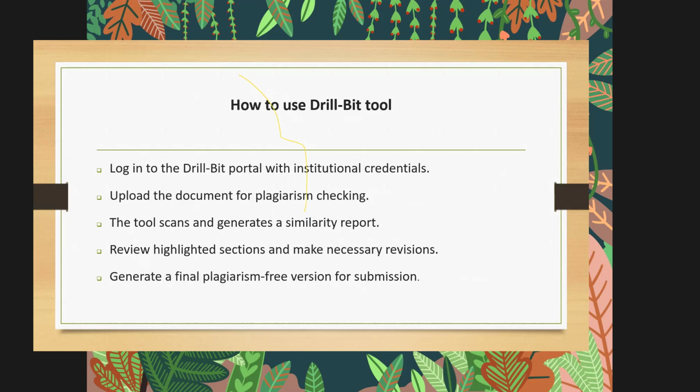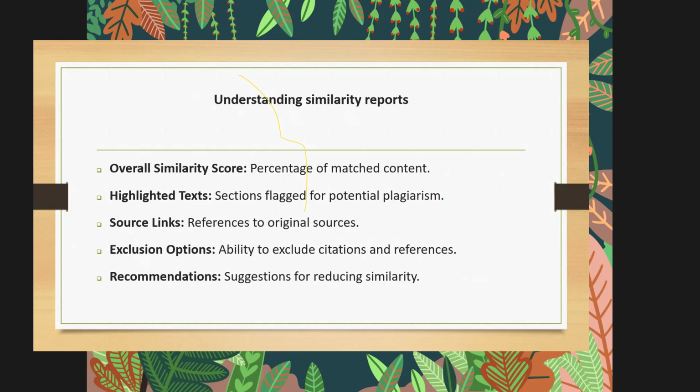How to use it? You log into the Drillbit portal with institutional credentials. Upload the documents for plagiarism check. The tool scans and generates similarity reports. Review the highlighted sections and then make necessary revisions. Generate a final plagiarism-free version for submission.